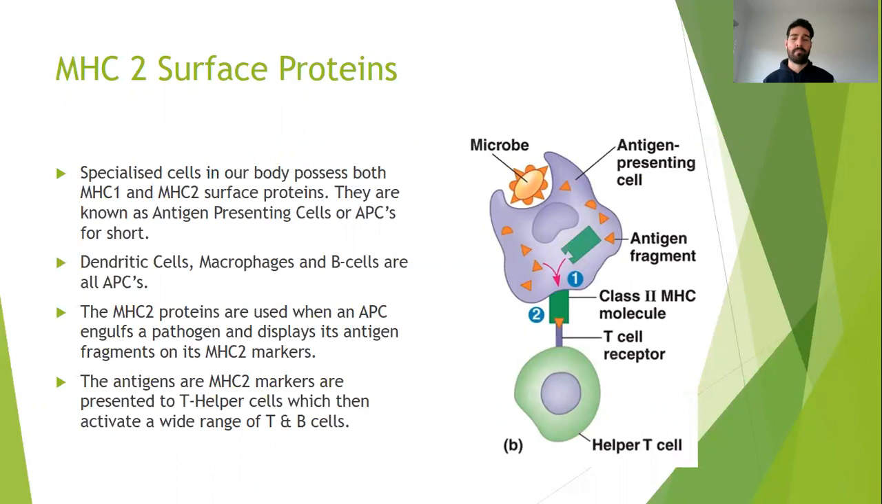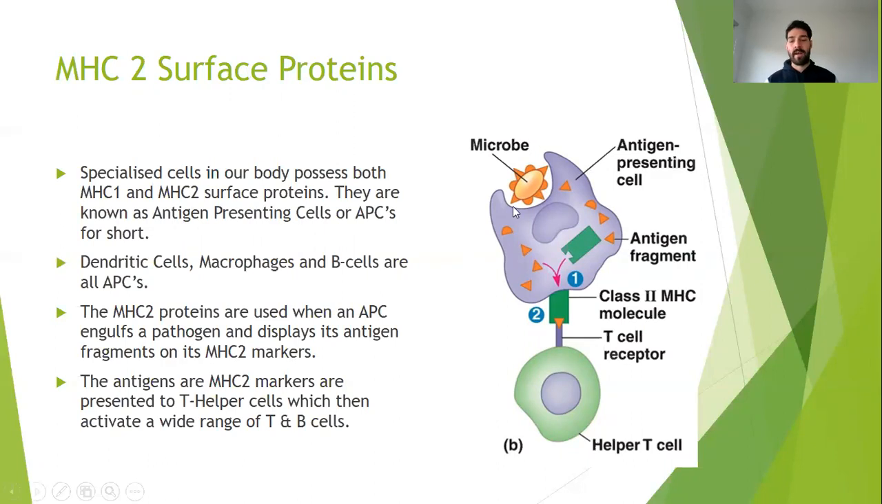MHC2 is a more specialized marker, and these are only found on cells known as antigen-presenting cells. The three antigen-presenting cells are dendritic cells, macrophages, and B cells. These guys also have MHC1, but they're the only cells that have MHC2. The reason they have MHC2 is because these are the ones that will go around and engulf a pathogen or an antigen and display it on the outside of the cell. Even if it's not infected, it's going to start showing antigens from the pathogen that it's engulfed.